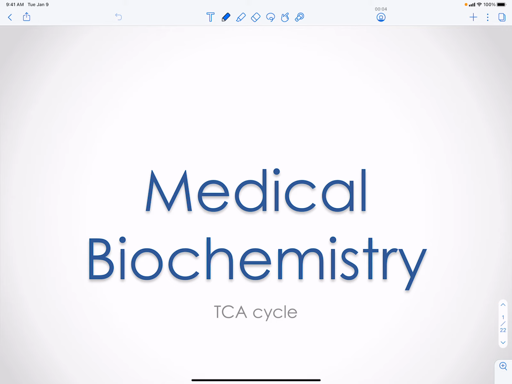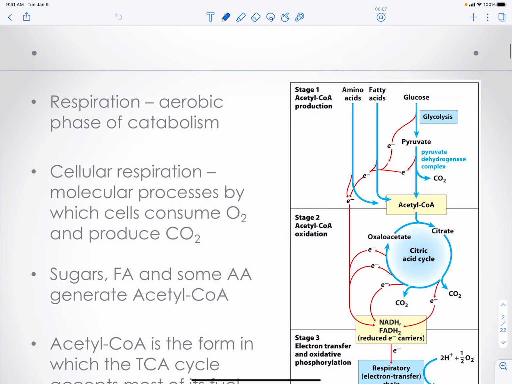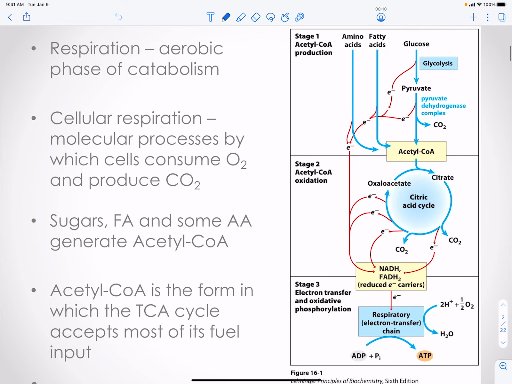Okay, so now we're going to talk about the actual TCA cycle. And I want to remind you about where we are in making energy. So we've already discussed glycolysis, in which we took glucose and generated pyruvate. And now we're moving into the step where we're going to generate more energy using the TCA cycle, also known as the citric acid cycle.